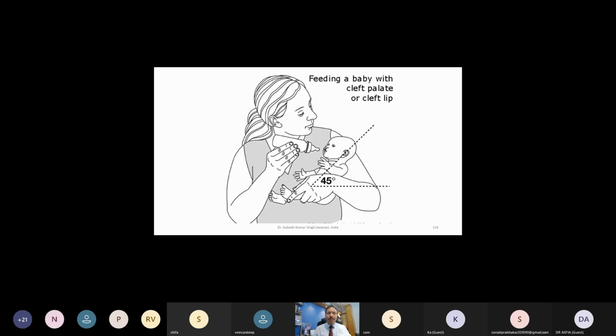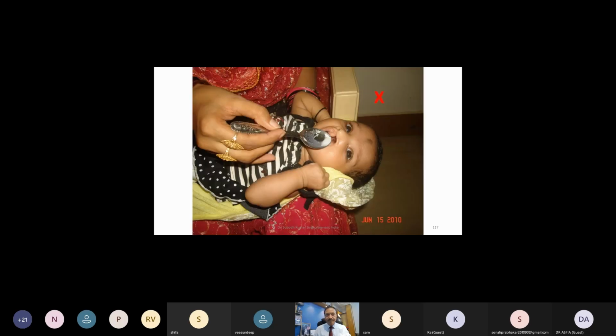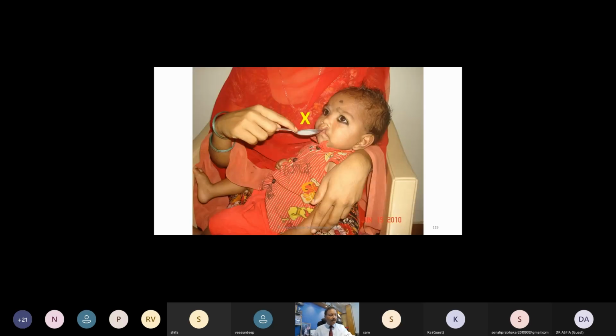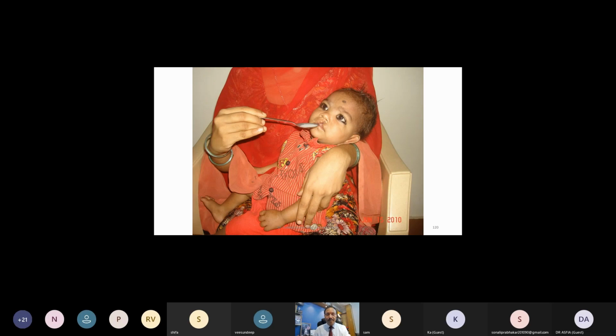So the position has to be 45 degrees, head raised. And you have to hold the spoon. This is the wrong position. She is holding the spoon at the right place, but the child is horizontal. So the child should be 45 degrees up, like this. So this is the right way. Now again, she is putting her finger in the milk. So therefore, this is the wrong way. Although she is holding the child correctly, and this is the right way. I mean, she's holding it too far behind, but this is just to demonstrate.